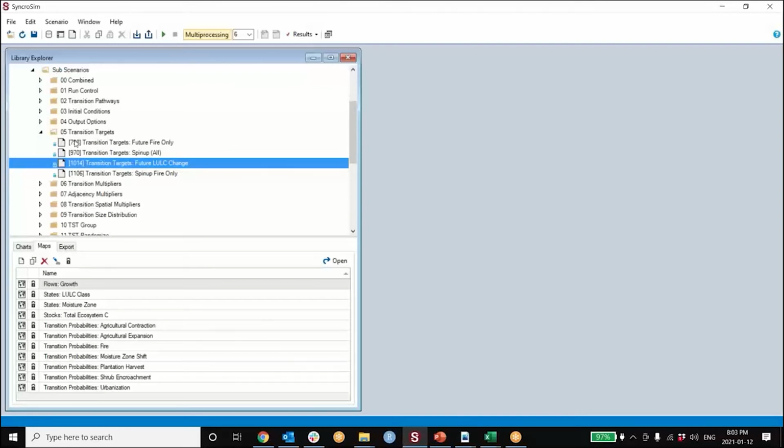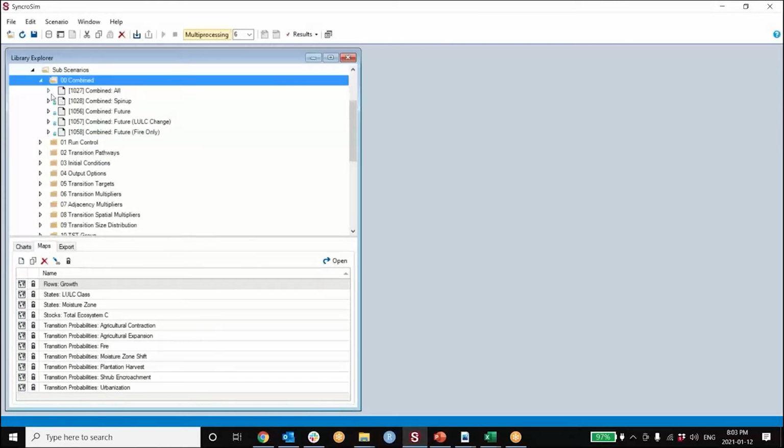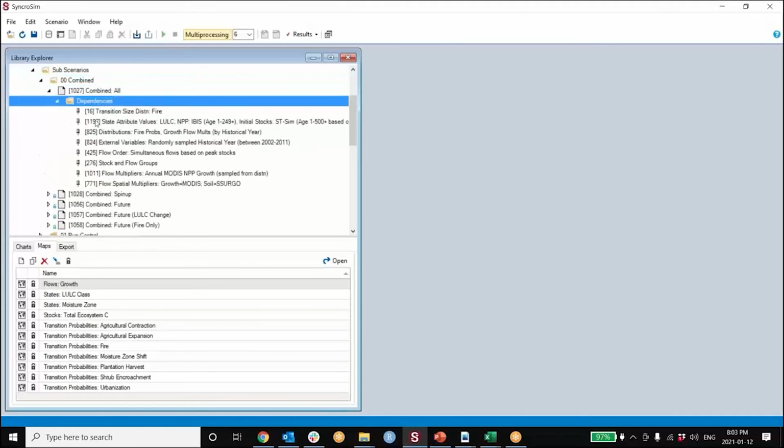So we create libraries of these building blocks, and we tend to do this where sub-scenarios contain only one data feed at a time. And then what we do is we combine them all into a master file with a whole bunch of dependencies, where we pull one scenario for the transition size, one for state attributes, one for whatever. So we build them up like that.